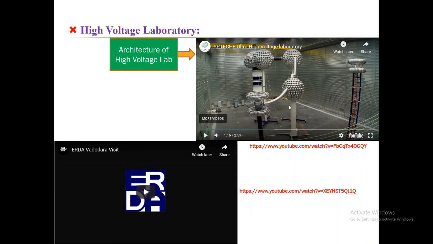In the case of high voltage laboratories, the most important equipments that attract people are the cascade transformers, impulse voltage generators, and so on.